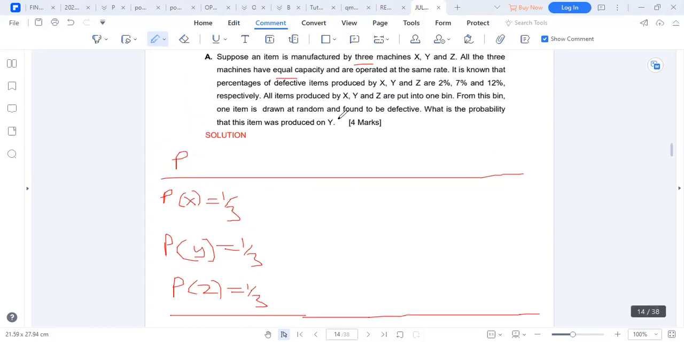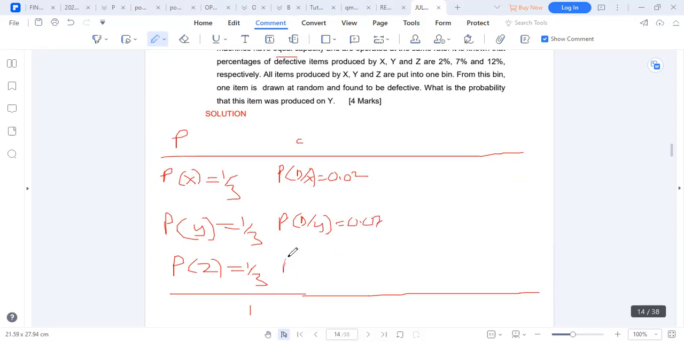All together. Then we are told that it is known that the percentages of defective X, Y, and Z are 2, 7, and 12%. So conditional of what? Probability of defective coming from X, 2%, so 0.02. Probability of defective coming from Y is 7%, 0.07. Probability of defective coming from Z, 12%, 0.12. All together so far?